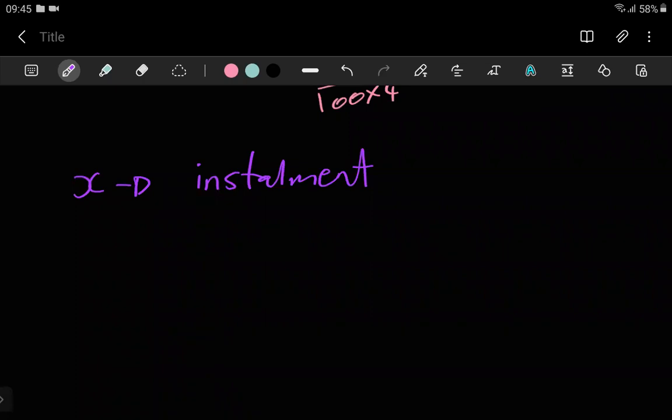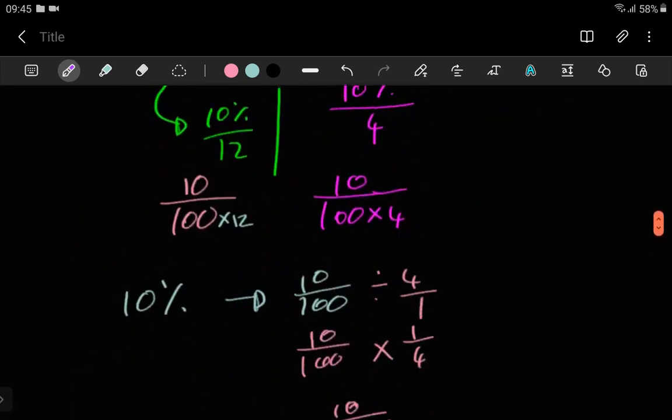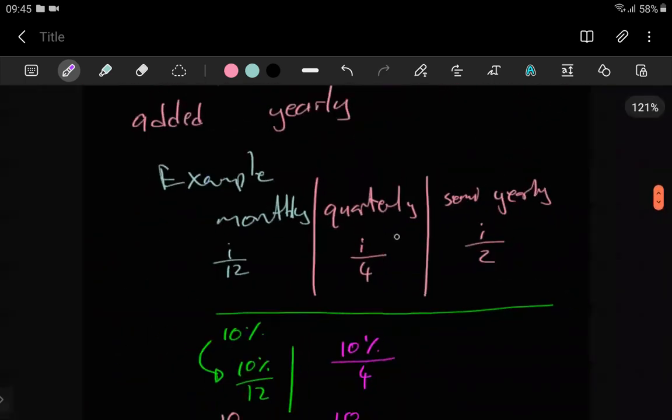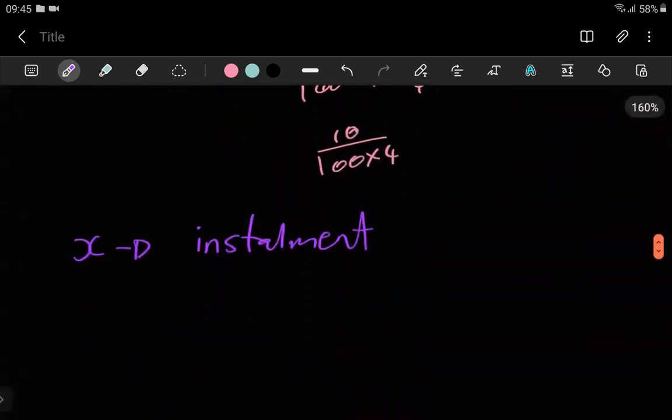With that being said, we could have just said monthly installment here, but let's just say installment, so that it doesn't confuse you when they say stuff like compounded quarterly and semi-yearly. Let's just call it installment. So that's what X is.